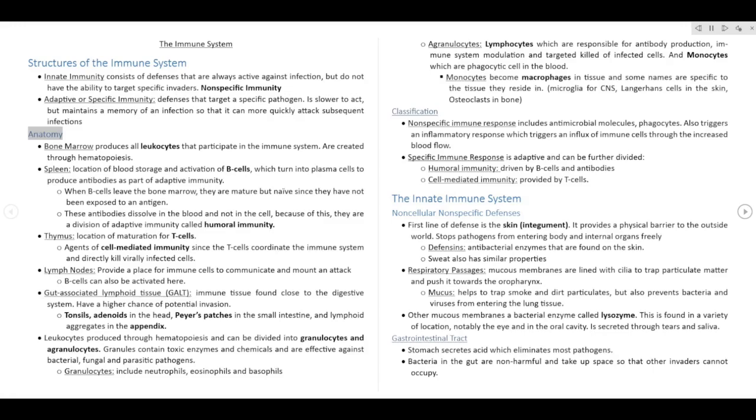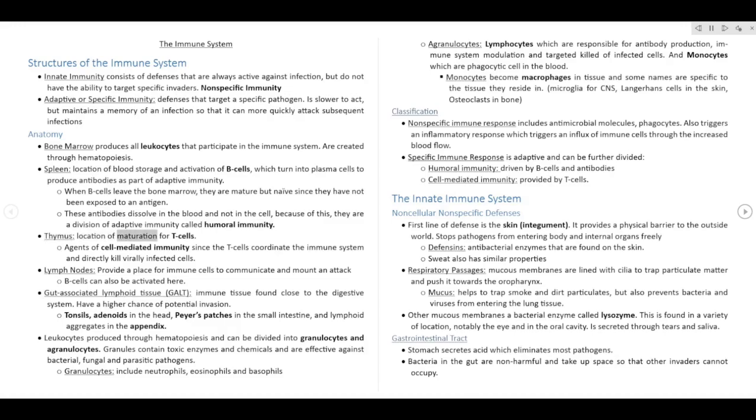Anatomy. Bone marrow produces all leukocytes that participate in the immune system. They are created through hematopoiesis. Spleen, location of blood storage and activation of B cells, which turn into plasma cells to produce antibodies as part of adaptive immunity. When B cells leave the bone marrow, they are mature but naive since they have not been exposed to an antigen. These antibodies dissolve in the blood and not in the cell. Because of this, they are a division of adaptive immunity called humoral immunity.